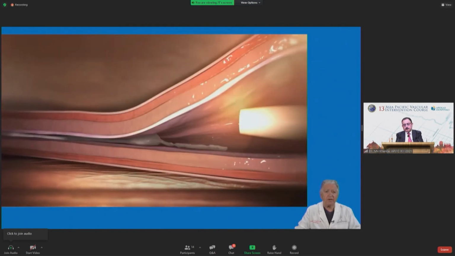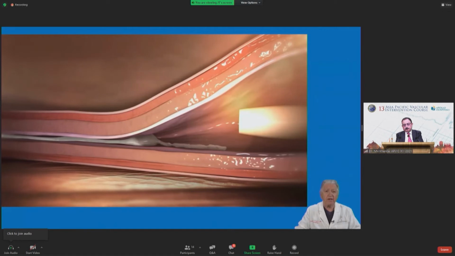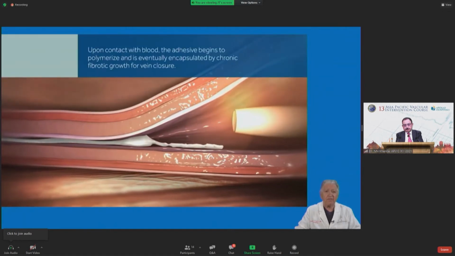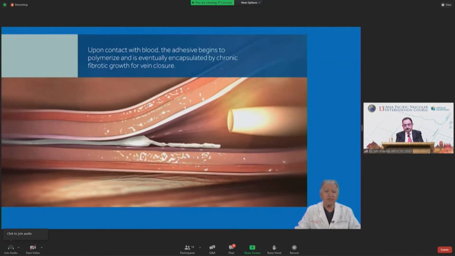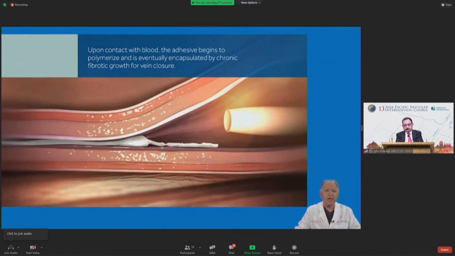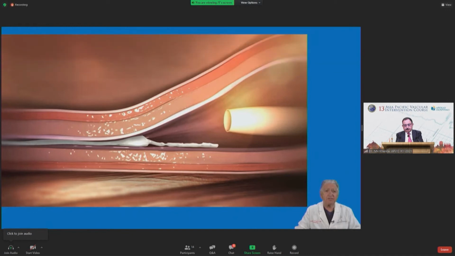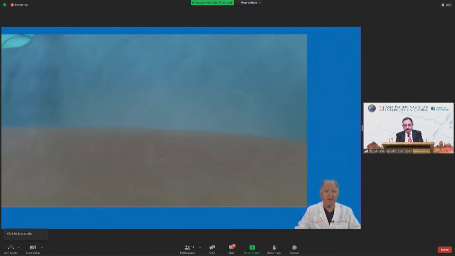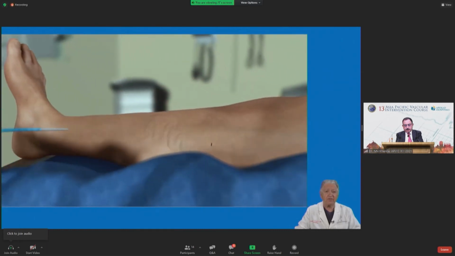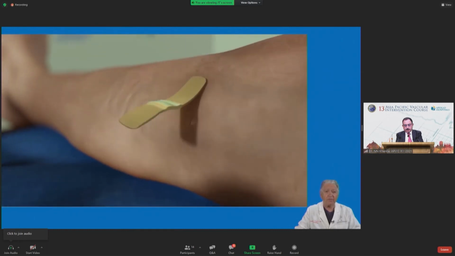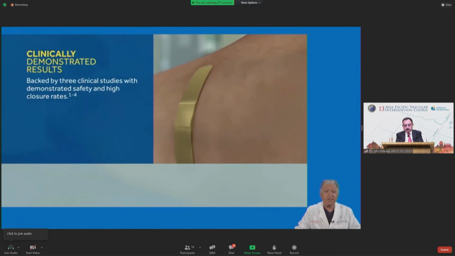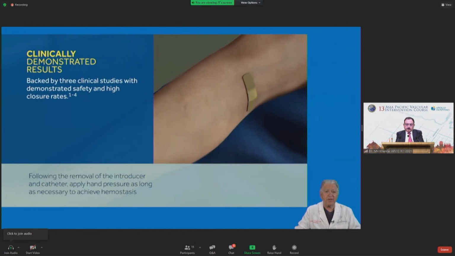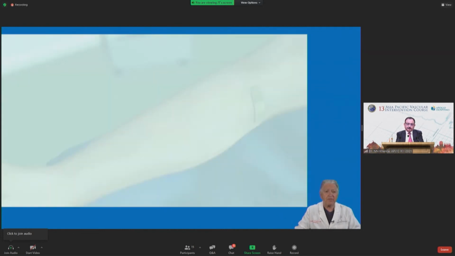So 30-second compression is needed after the first VenaSil injection is given, and this substance rapidly polymerizes and encapsulates the vein and causes fibrotic tissue to form throughout the length of the vein. And you can see the catheter is removed and one steri-strip is placed at the end of the procedure.